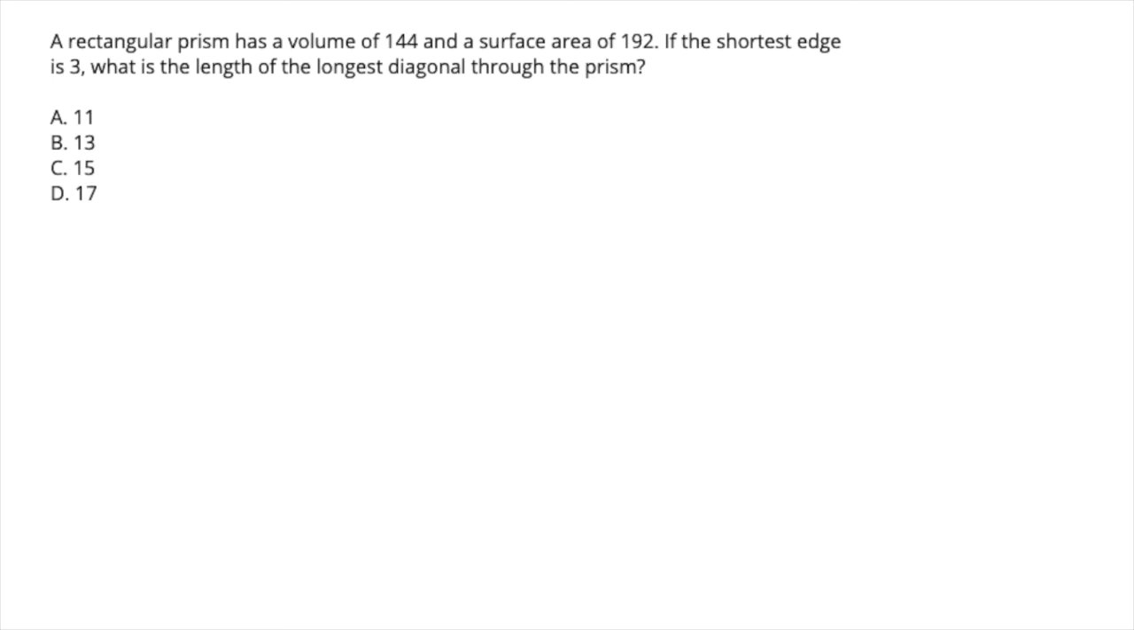In this video we are going to solve a geometry problem. Here we have a rectangular prism which has a volume of 144 and a surface area of 192, and we have the shortest edge as 3. We have to find the longest diagonal through the prism, and we have 4 choices.